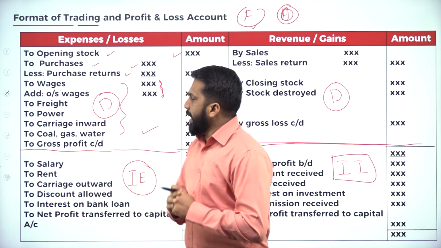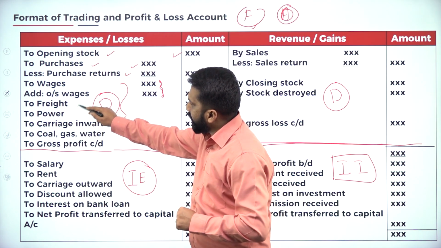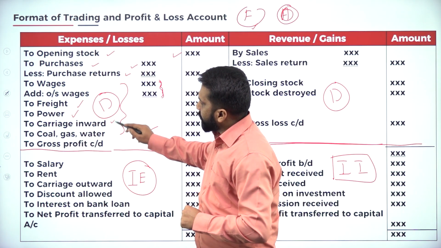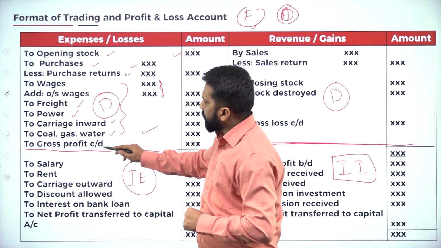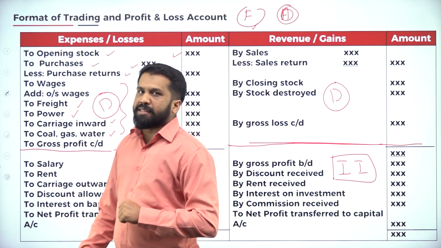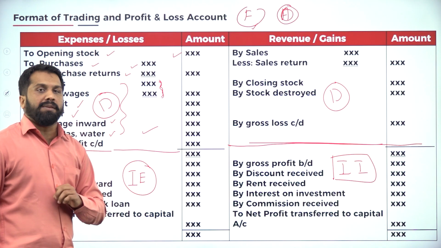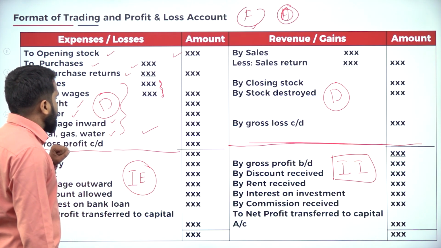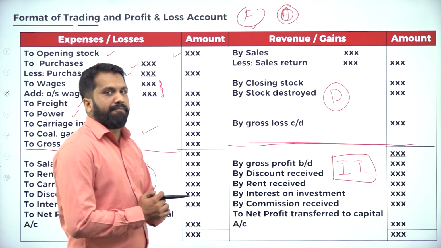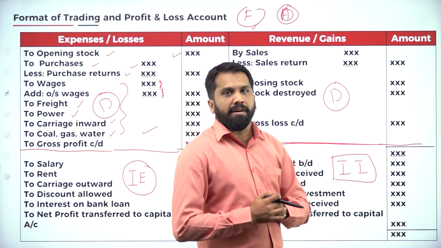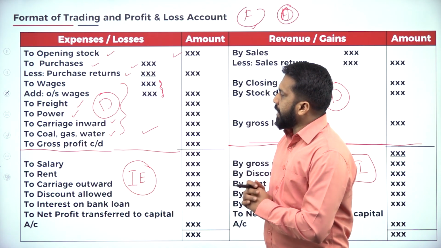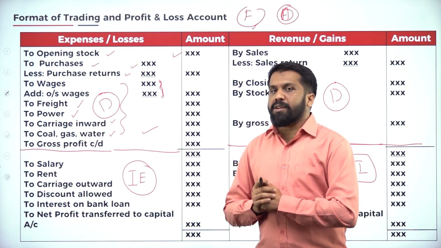Clear? Yes. Along with that, we write freight, power, carriage inward, coal, gas, water. These are the expenses. Remember, in the question paper, they will not ask you coal, gas, power and all. For emergency or safer purposes, we should remember. Now, these are the things that come under your trading account debit side.